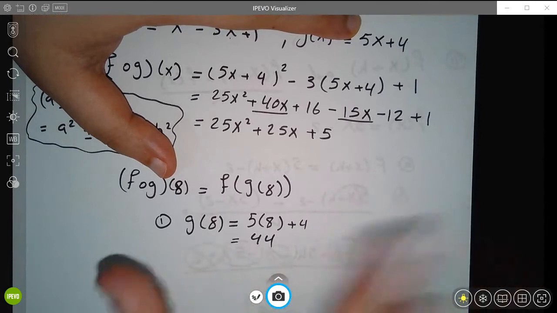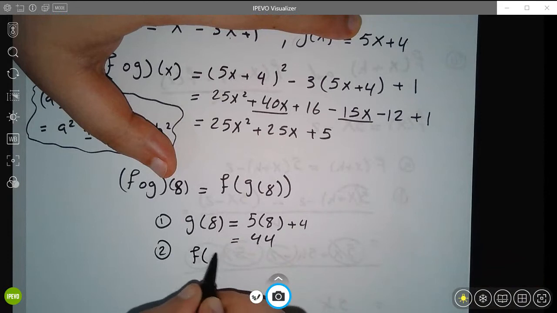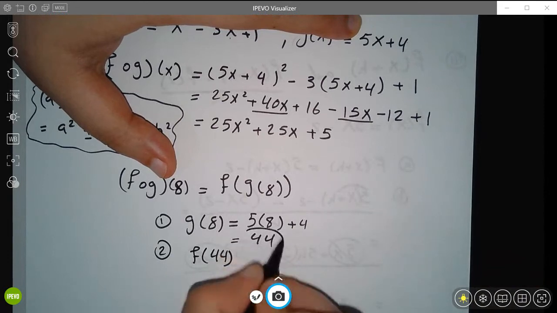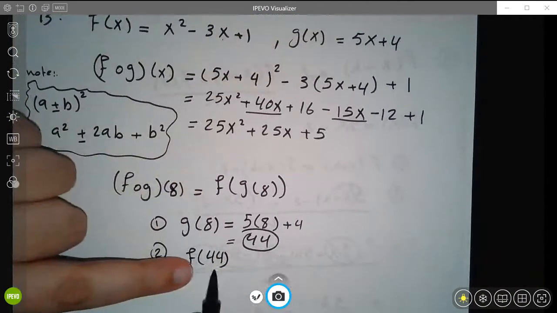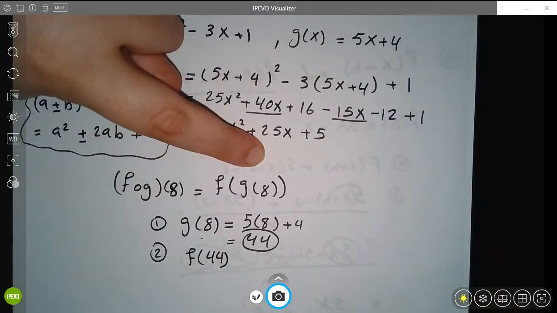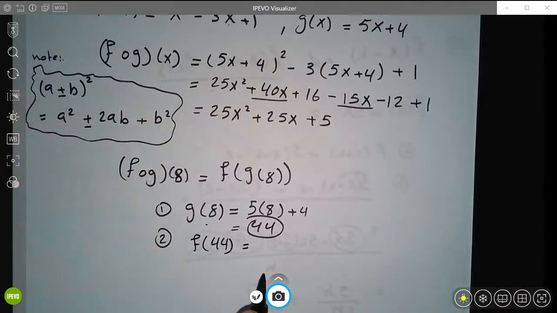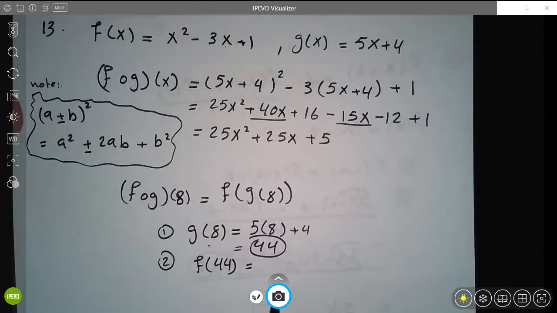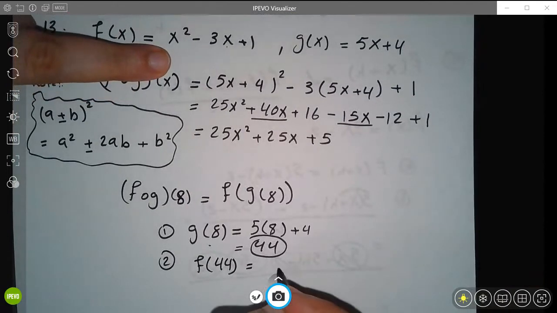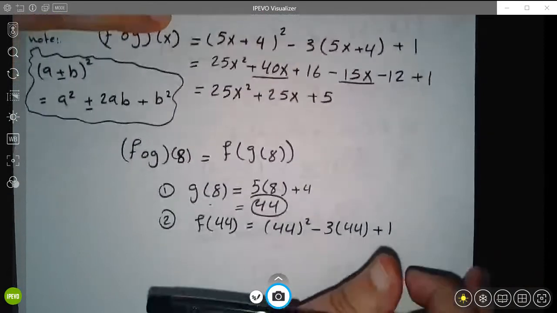Okay. Now, you use that to plug in here, and you find f of 44. Now, why is it f of 44? Because 44 is g of 8, and I'm trying to find f of g of 8. Make sense? So you're going to plug in that value in here, and you find f. So I go to the function that was f right here. So I have 44 squared minus 3 times 44 plus 1.